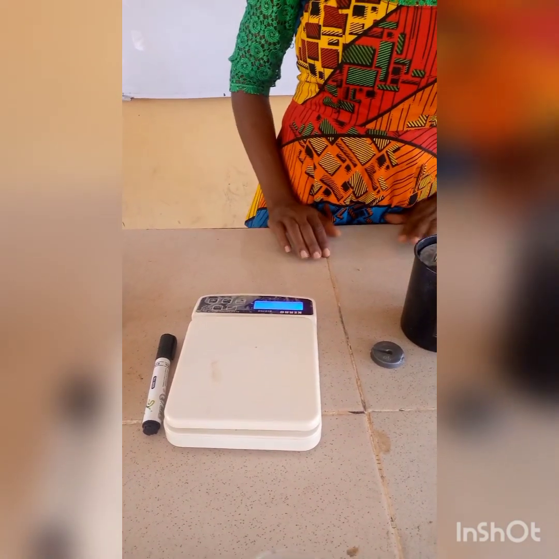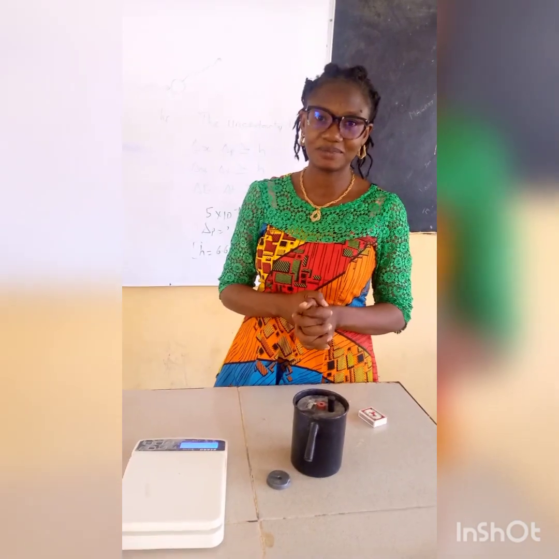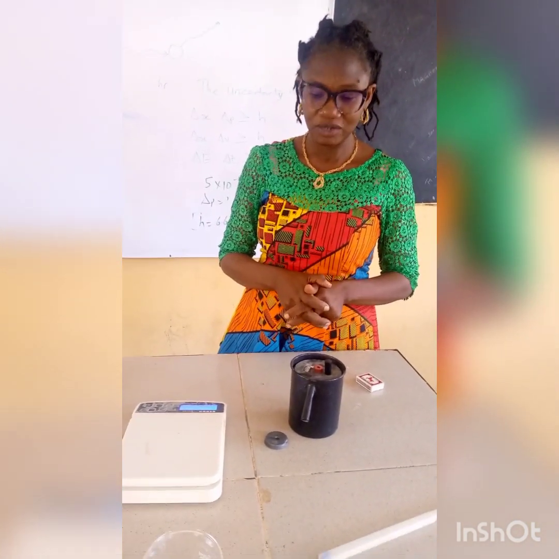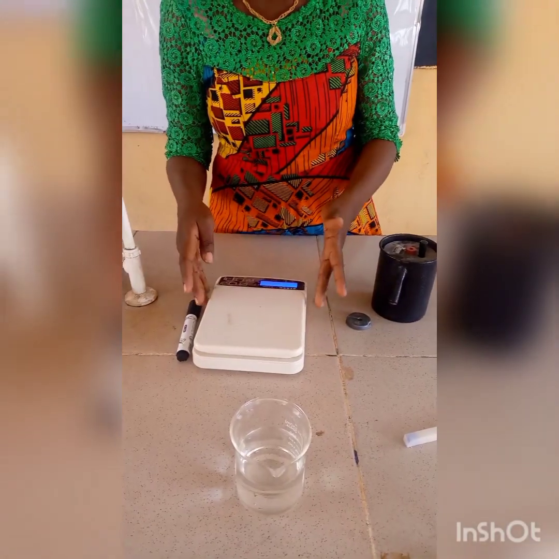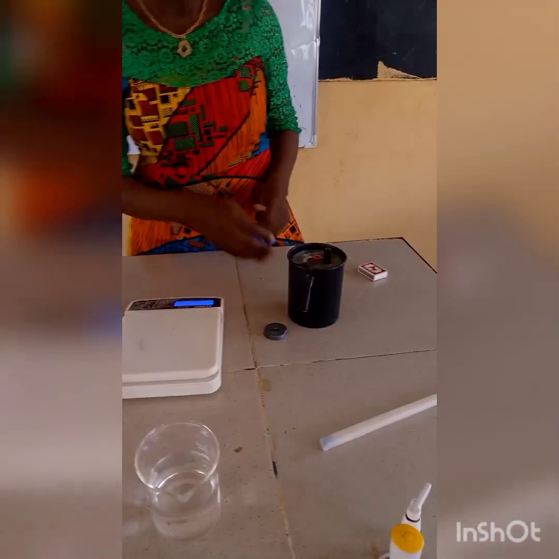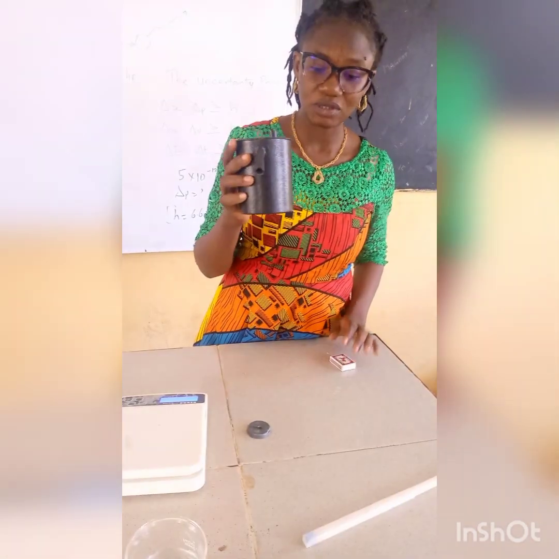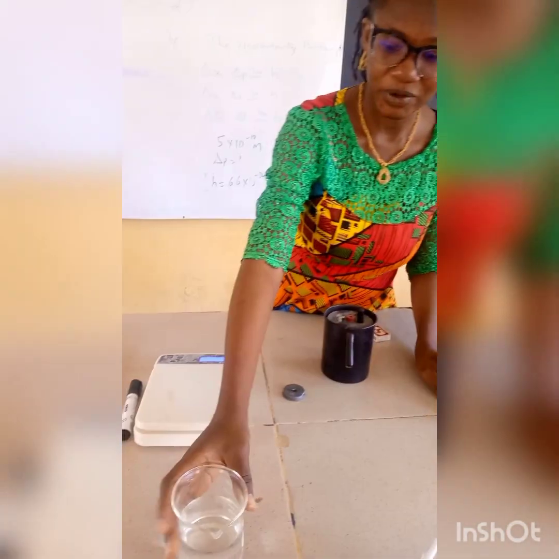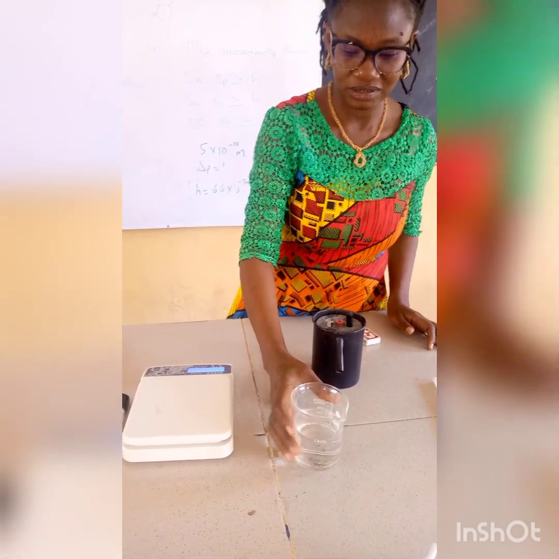Today we are going to be looking at the experiment on specific heat capacity, and the apparatus needed for this experiment. We need an electronic scale to measure the mass. Then this is a calorimeter, used for measurement of heat, and here is a thermometer. Then we have water here. We need water for the experiment.